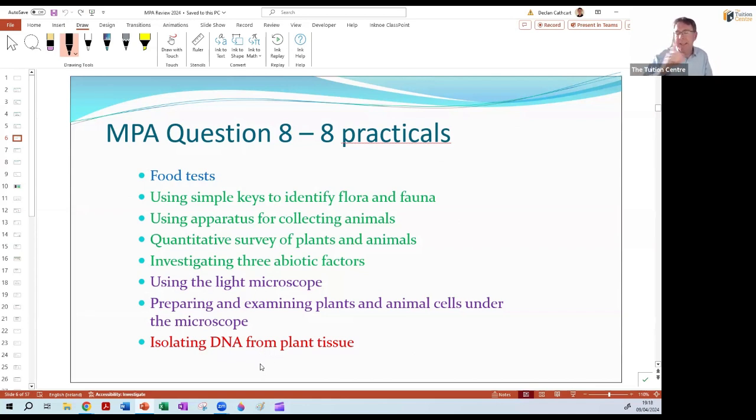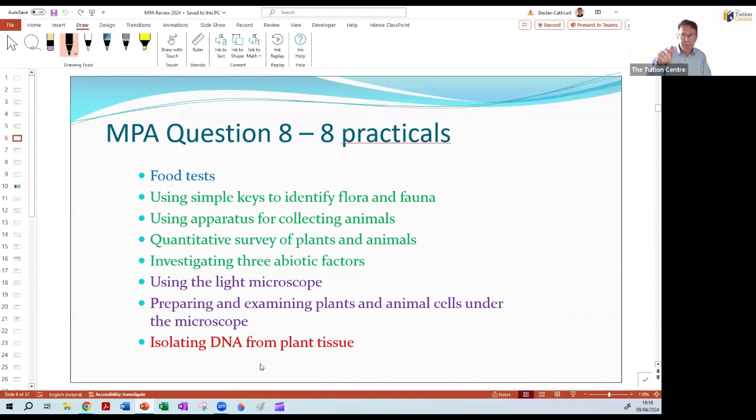Then the last one is really interesting. See that, isolating DNA from plant tissue? That's the obvious one on the list to go, okay, that's pretty hard. The rest of them are grand. You might not agree with me, but that's what most people think. That's really weird that that's there. I'll tell you why it's weird, because it's totally out of sequence.